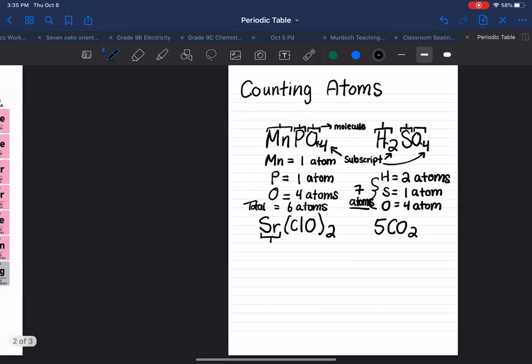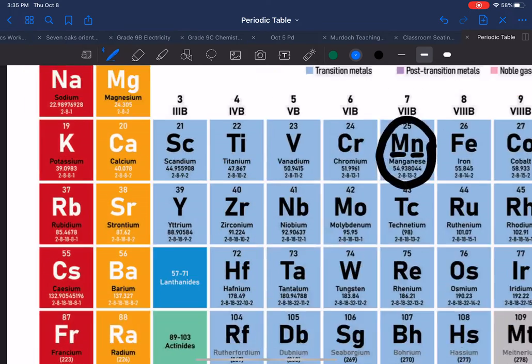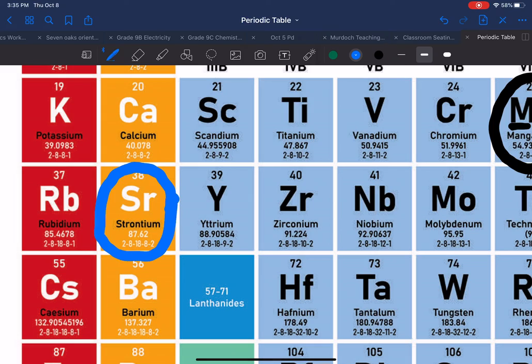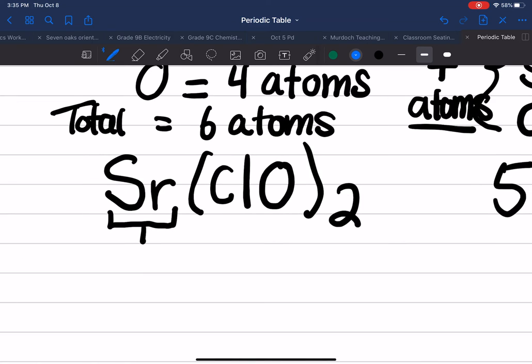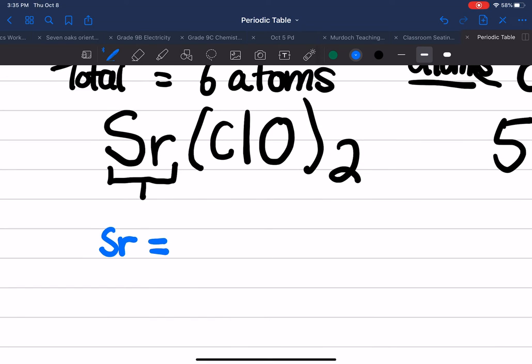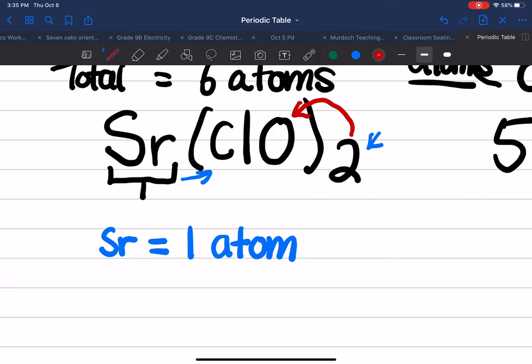So on the periodic table, let's find Sr just to double check that it is an element. Okay, Sr, here it is, strontium. Perfect. So that is an element, and it will be an individual atom that we are counting. So Sr equals how many atoms? Just one atom here. Why does this 2 not apply? Because the Sr is not in the bracket of ClO, okay? So this 2 only applies to everything in the brackets. The 2 only applies to the O and the Cl.